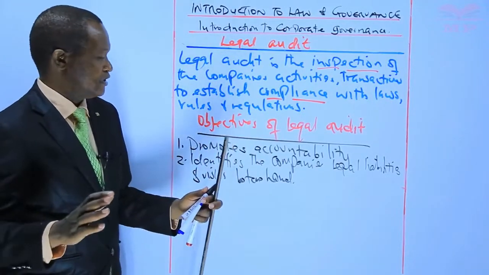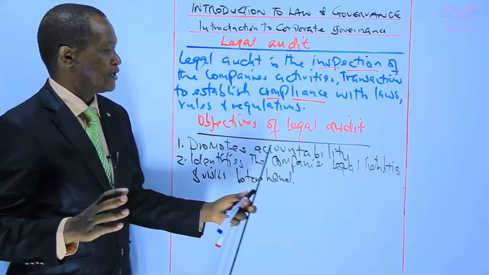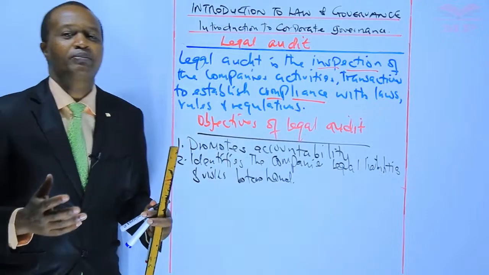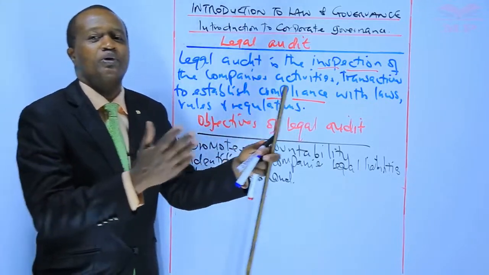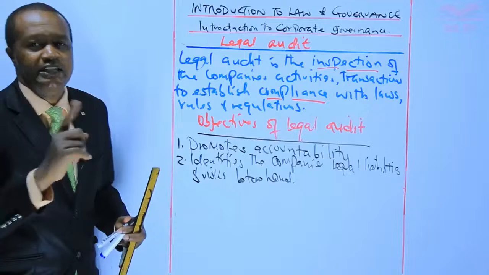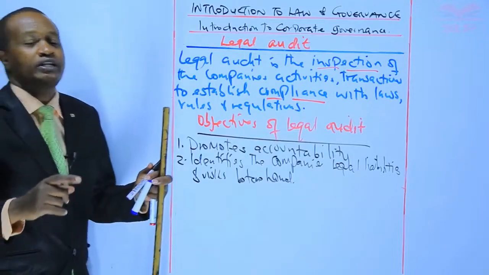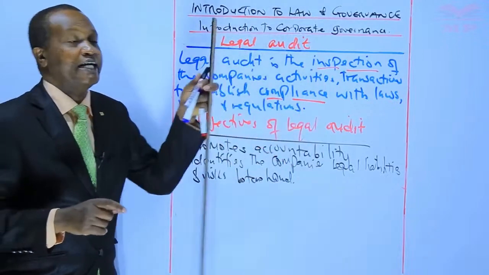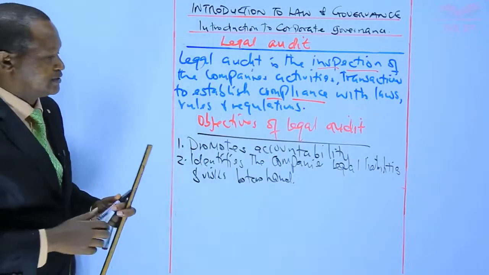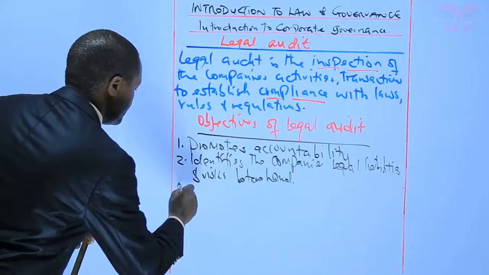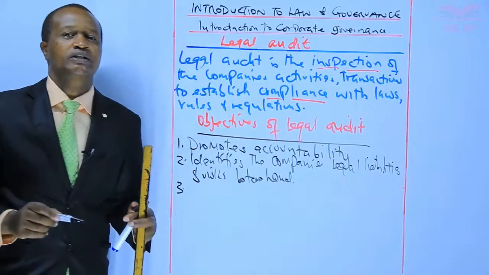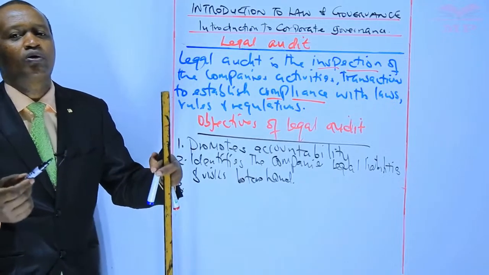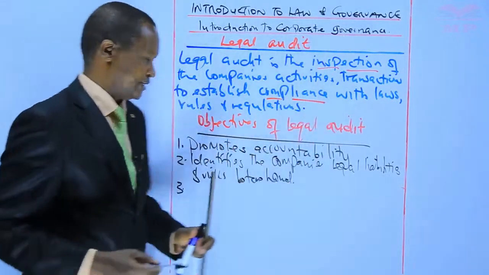And if it's possible to identify legal liabilities and risks beforehand, then the company can come up with a way of averting potential lawsuits and penalties. And that is a sure way of saving the company's money in litigation costs and other unnecessary expenses. The third objective of a legal audit is that legal audit helps the company become or remain compliant.